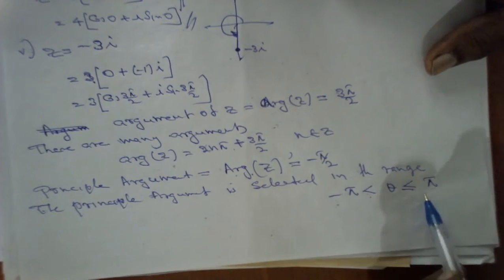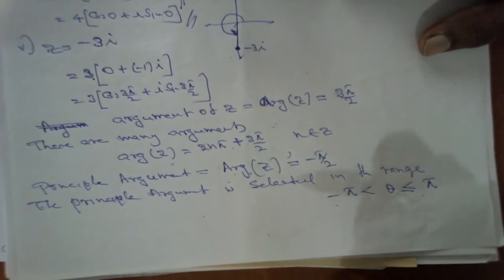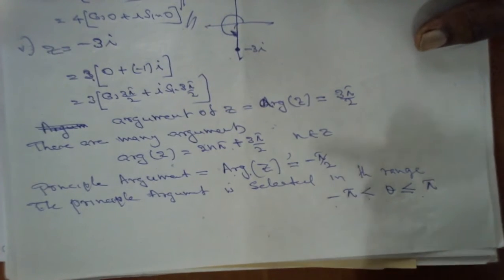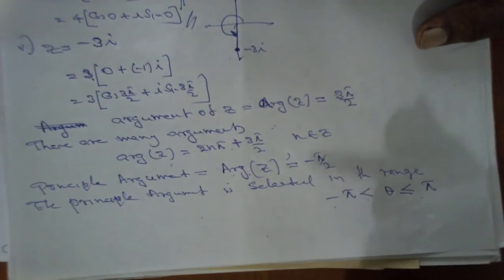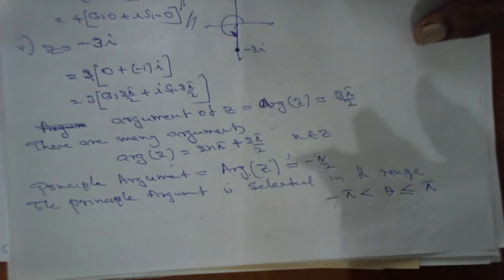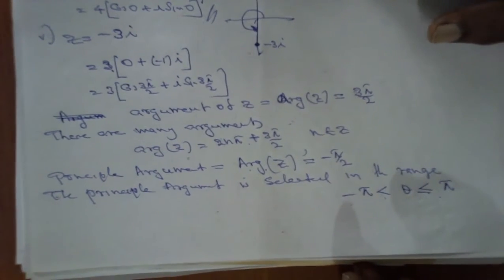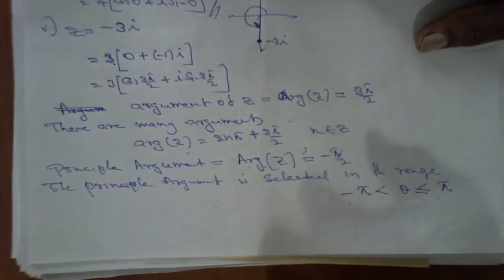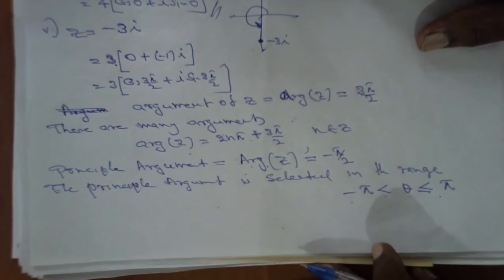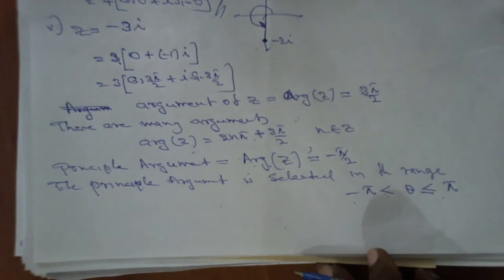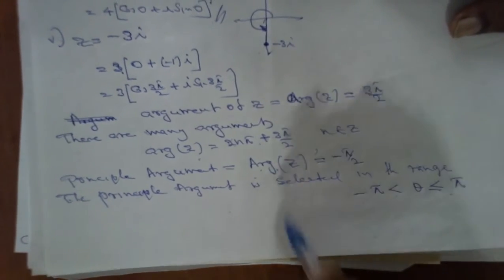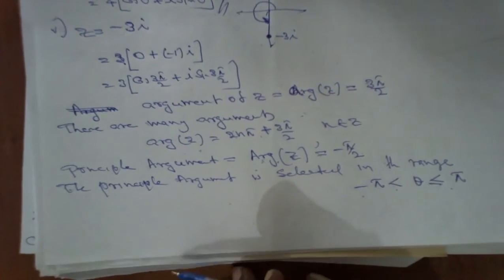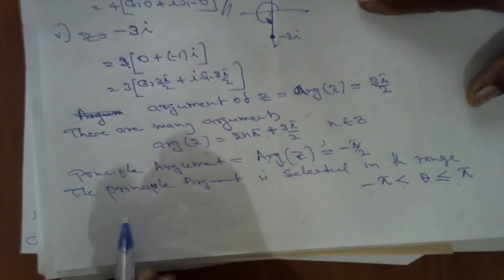Better when you express a complex number in polar form, always you can select the principal argument. That's good. But for the polar form, it is not compulsory to select the principal argument. But it is good if you select the principal argument. That is convenient for you. Principal argument you denote by capital ARG, set like this. Is it clear?